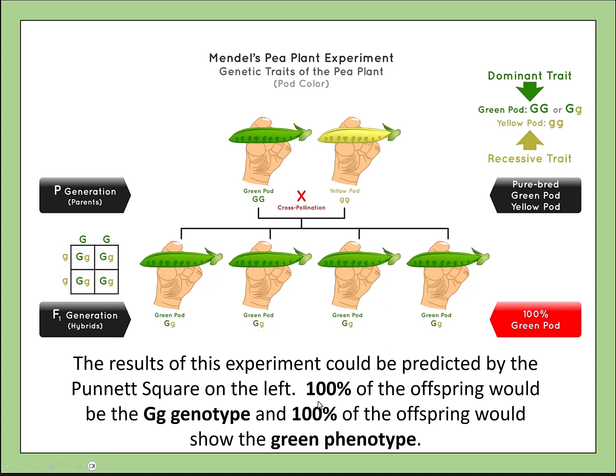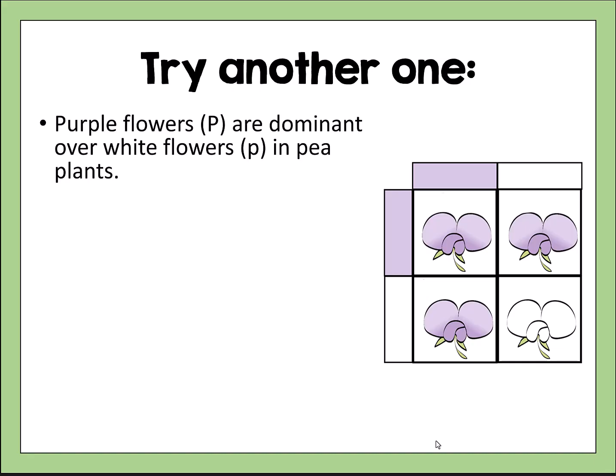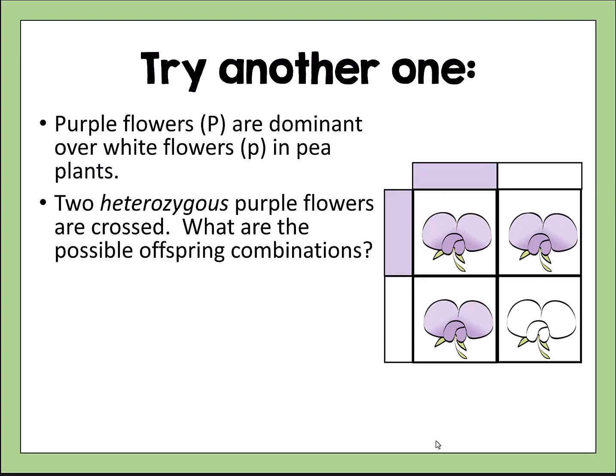So 100% of the offspring will be the capital G, little g, heterozygous genotype, and 100% of the offspring are going to show the green phenotype. Remember, phenotype, physical expression. So let's try another one. If purple flowers are dominant over white flowers in pea plants, and 2 heterozygous purple flowers are crossed, what are the possible offspring combinations? So if you can, try this in your notes and then check it.